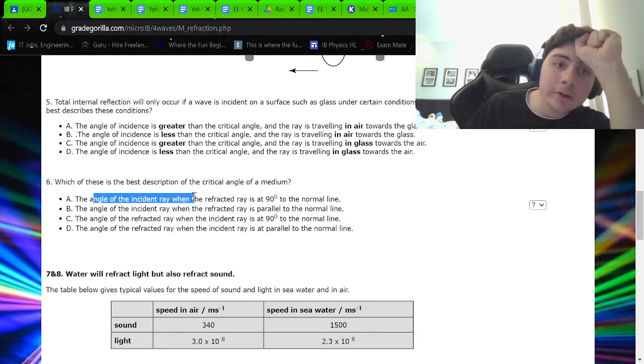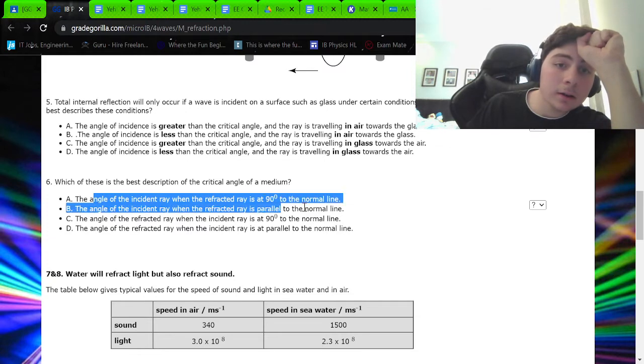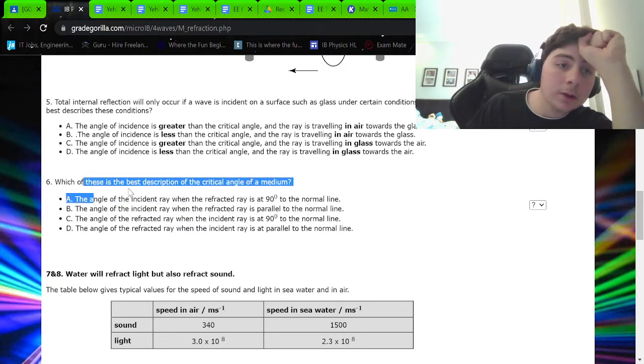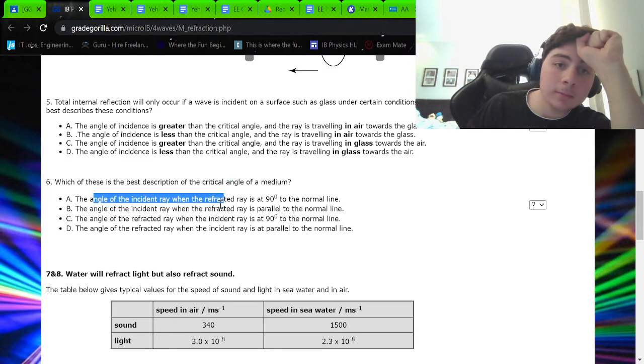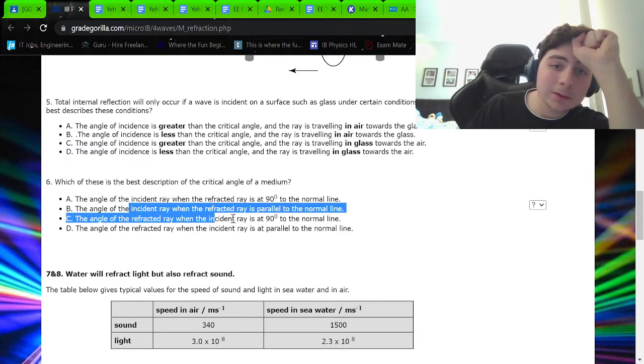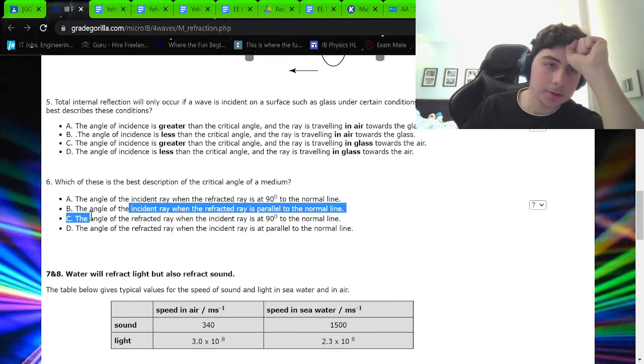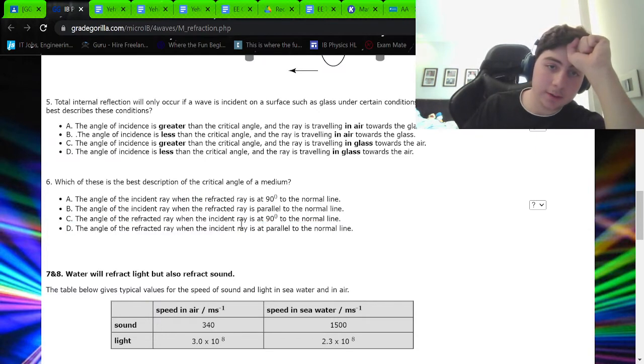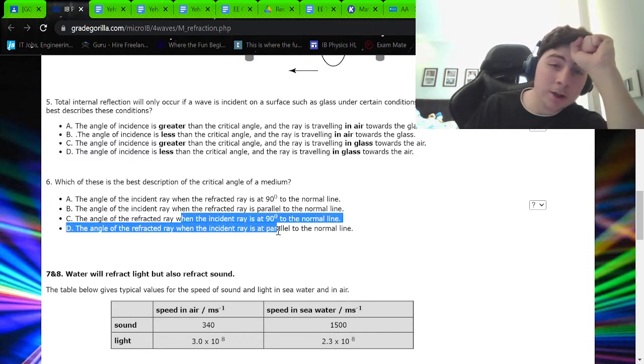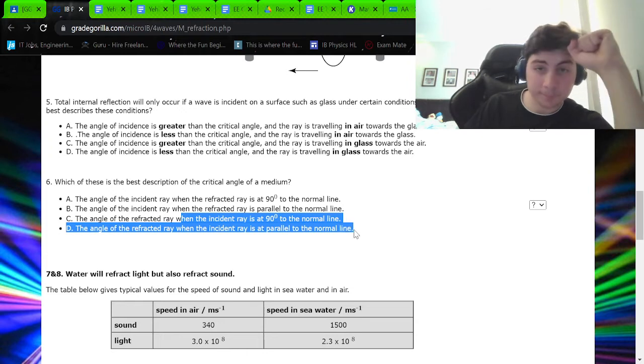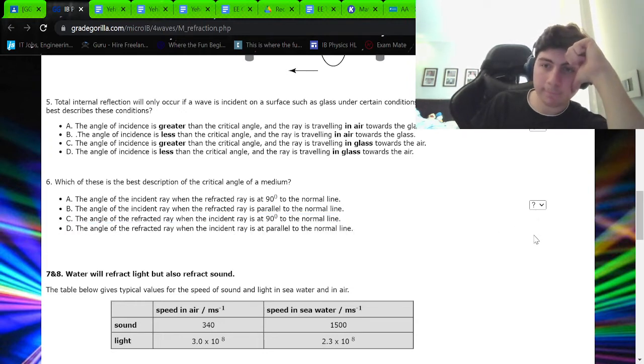The angle of the incident ray is refracted. Which of these best describes it? The angle of the refracted ray when the incident is at 90 degrees? Is it normal? Is it parallel? Is it the refracted ray or is it the incident ray? I think it's the refracted ray, but I'm not sure. It's gotta be the normal.